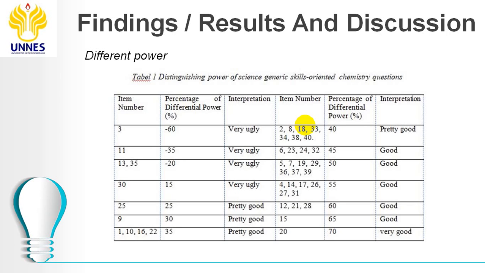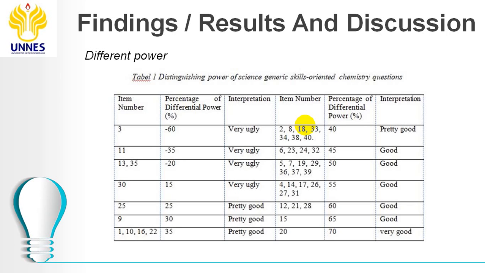The results of the analysis of chemistry questions oriented to generic science skills using the ANATES software on the aspect of discriminating power are interpreted in 4 categories, namely very good, good, pretty good, and very bad. The result of the discrimination power can be positive and negative. Based on table 1, it can be seen that the chemistry items oriented to generic science skills in the aspect of discriminating power categorized as very good are one item.